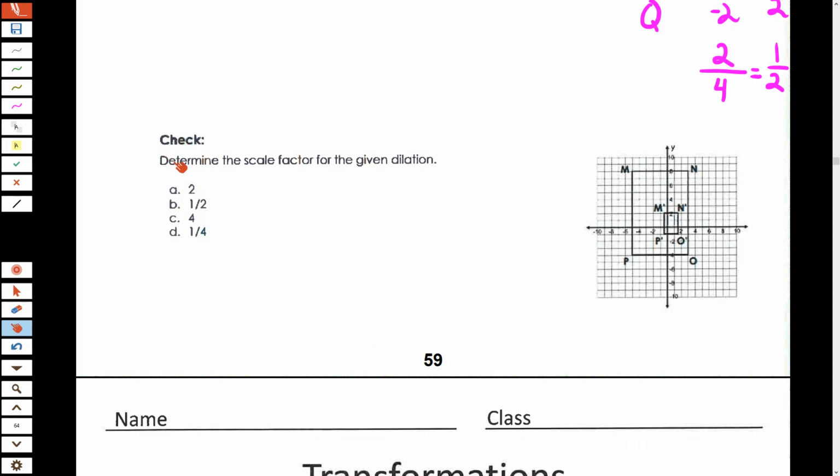All right, determine the scale factor for this given dilation. I want you guys to go ahead and try to do that really quick. I'm going to wait like 5 seconds and then I'm going to give you the answer.